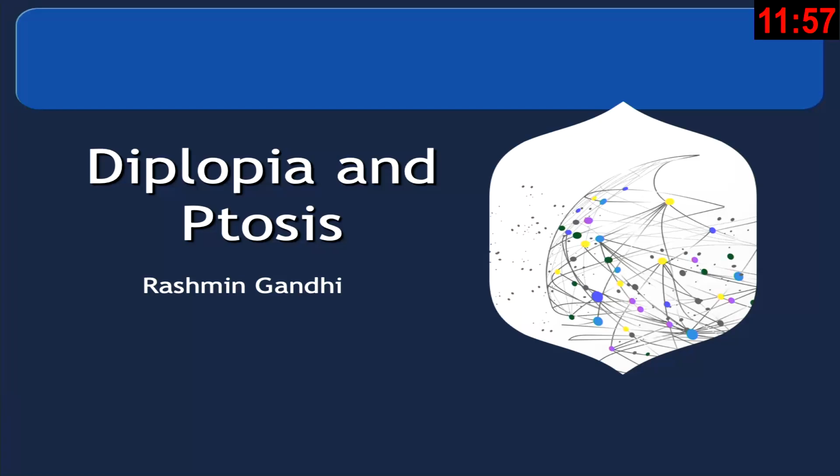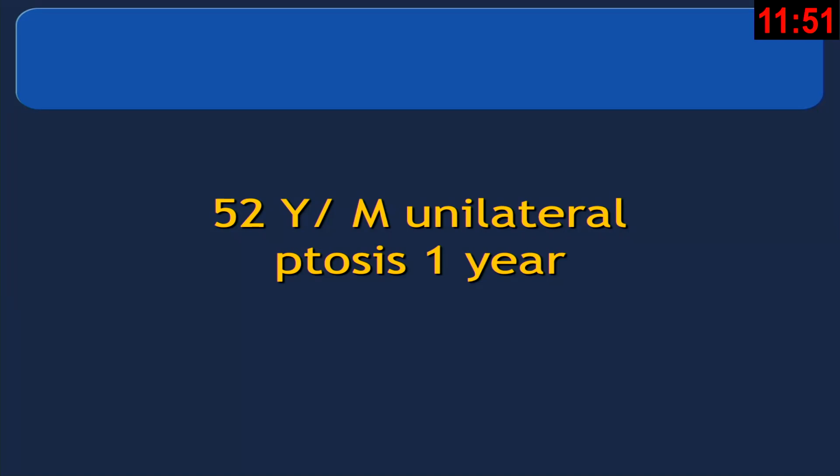So first is going to be a patient with diplopia and ptosis. We have this 52-year-old male who has an acquired unilateral ptosis for the last 1 year, and this is how he looks. He also complains that he has double vision, which is more when he's tired or in the evenings. So let's see how his oculomotility looks.